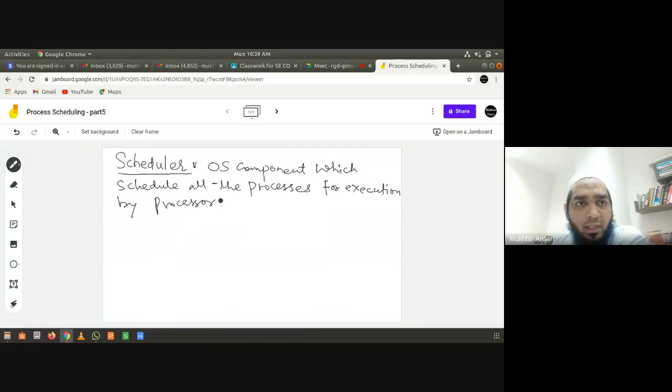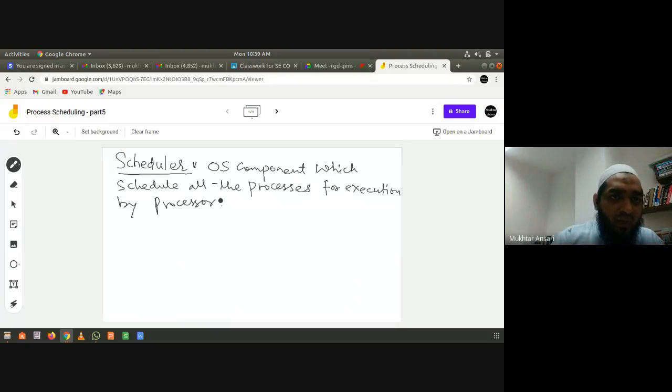So scheduler is basically an operating system component which manages and schedules. Schedule is the term which includes a lot of tasks, so we are using this term only, like managing, lining up, queuing, readying, all of which are in scheduling. So we schedule all the processes for execution by the processor, because all the processes are going to be executed by whom? The processor, meaning the CPU, executes all the processes.